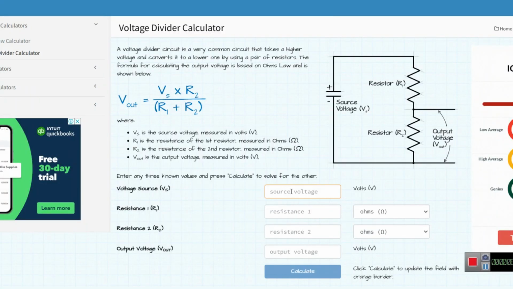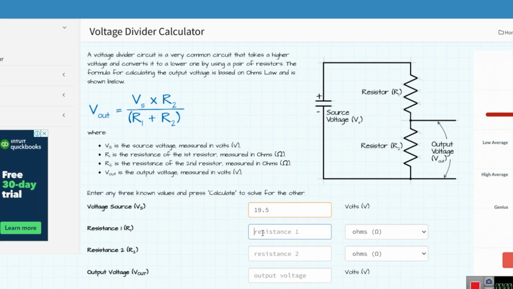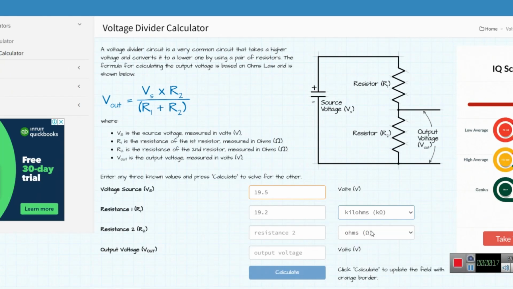So we can put the source voltage as 19.5 volt, 19.2 kilo, and the resistor 2 was 3.3 kilo ohms. If we calculate it, we get an output voltage of 2.7 volt, but on the motherboard we had 1.3 volt. Okay, so no problem.